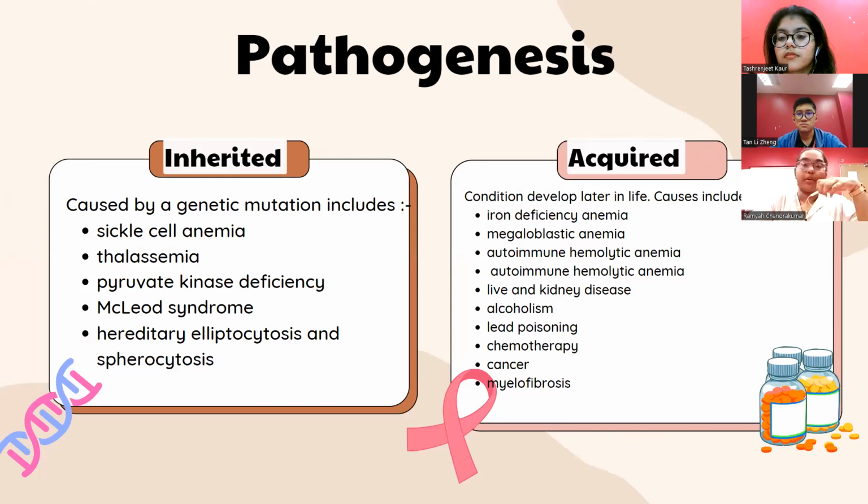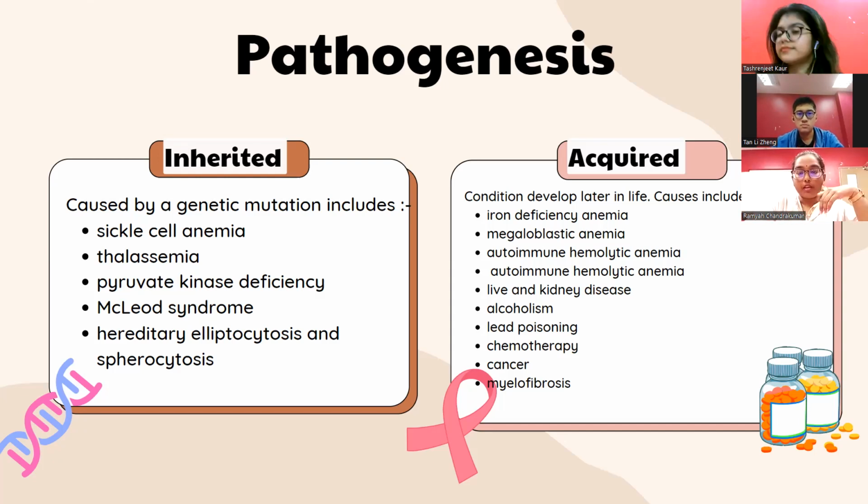Inherited causes of poikilocytosis include sickle cell anemia, which is a genetic disease characterized by RBC with an abnormal crescent shape. Then thalassemia, which is a genetic blood disorder in which the body makes abnormal hemoglobin, pyruvate kinase deficiency, McLeod syndrome, a rare genetic disorder that affects the nerve, heart, blood, and brain, and the symptoms usually come on slowly and begin in mid adulthood, and then hereditary elliptocytosis and hereditary spherocytosis.